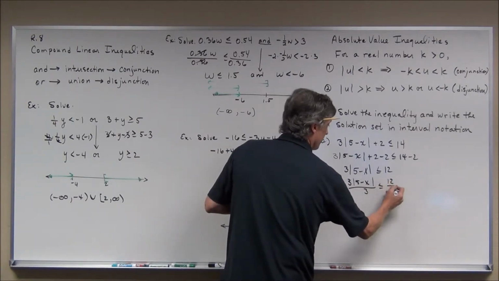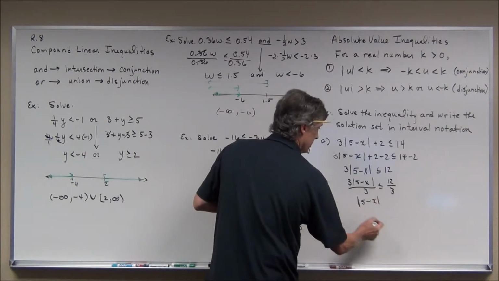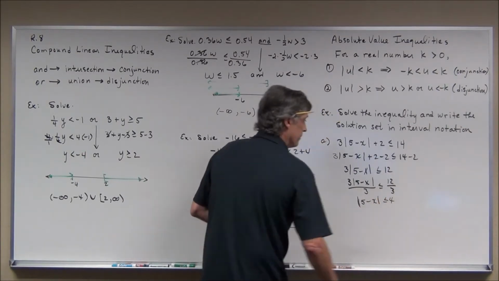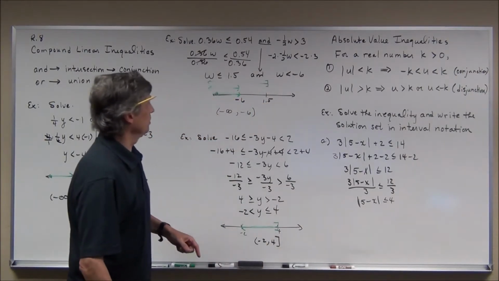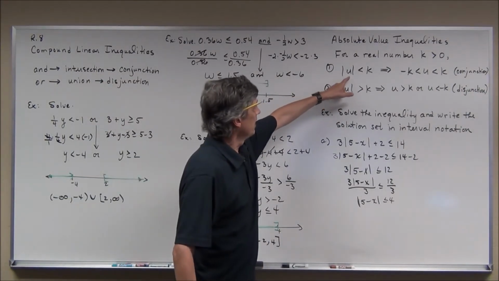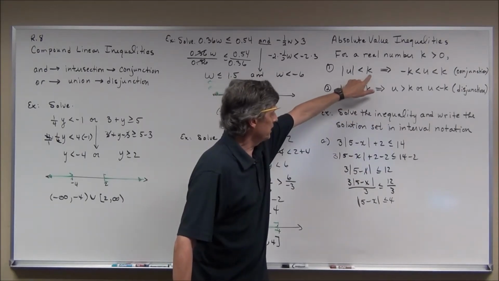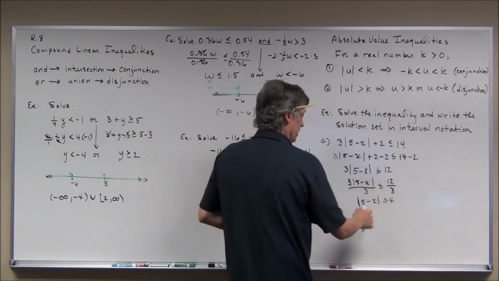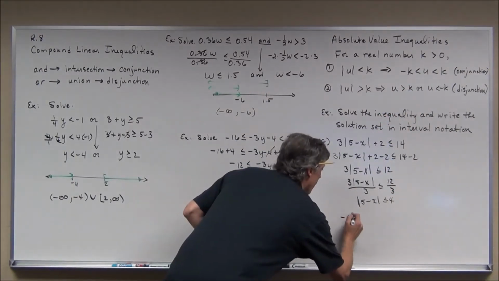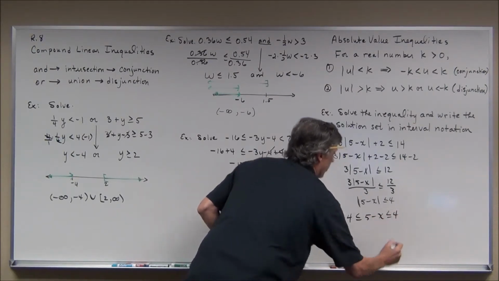Less than or equal to 12 divided by 3, and I get the absolute value of 5 minus x is less than or equal to 4. Now this problem starts to look a little bit like what I was showing you right here. I have this expression inside the absolute value less than or equal to my positive number 4 here. So I'm going to rewrite it as an extended inequality. I'm going to write negative 4 less than or equal to 5 minus x less than or equal to 4.